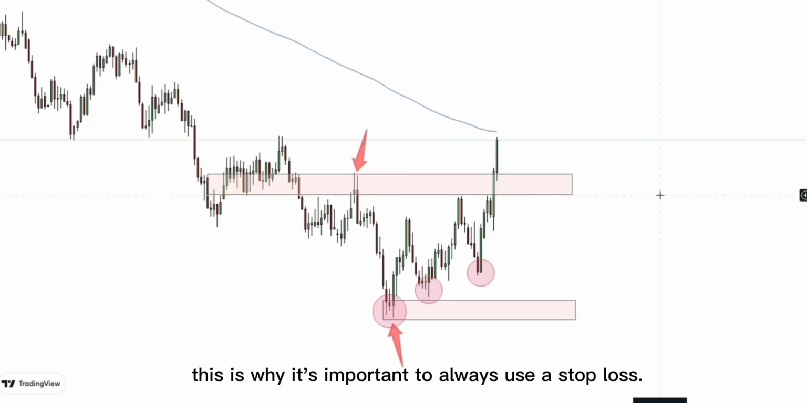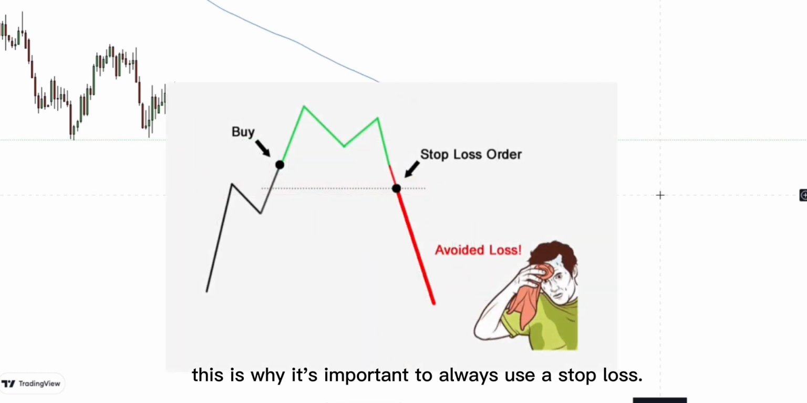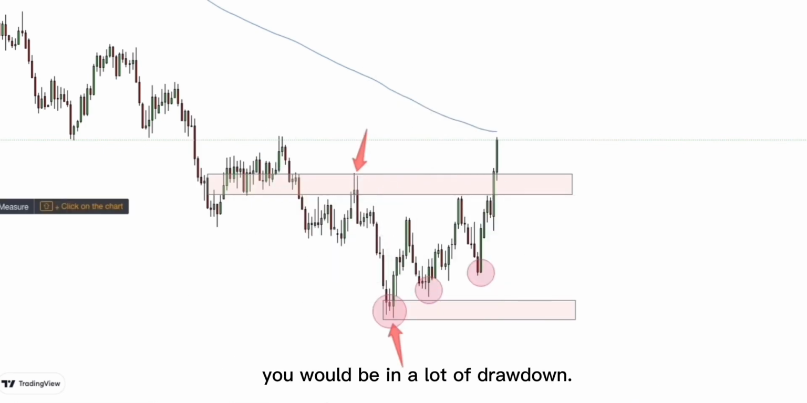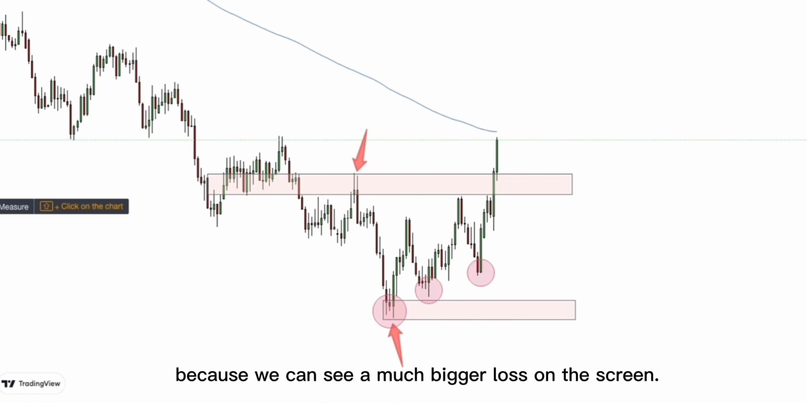This is why it's important to always use a stop loss. If your ego and your psychology gets the best of you in trading and you don't use a stop loss, you would be in a lot of drawdown. It is much easier to deal with a loss from being stopped out, than not using a stop loss and being in much deeper drawdown. We would then be far more attached to that one direction, hoping that it will turn around because we can see a much bigger loss on the screen.